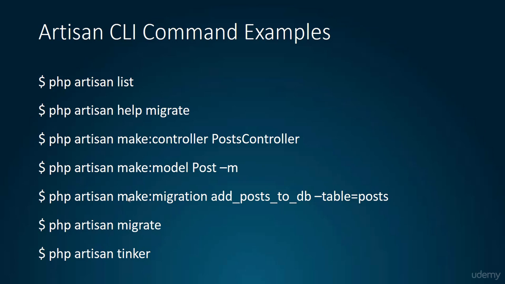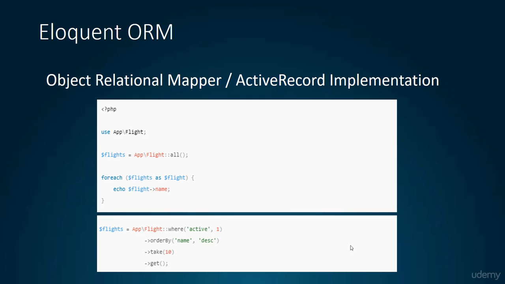Okay, now if you want to create a custom migration file, you can do that. So for example, this is add_posts_to_db, and we can specify the table name. And then once we want to actually run the migration files and create the database tables, we can do php artisan migrate. All right, and then if we want to use Tinker in the command line, we can say php artisan tinker. There's other commands, but these are some of the most popular.